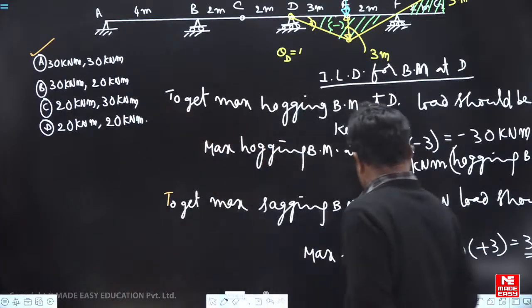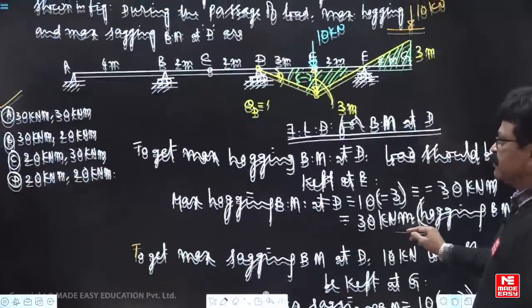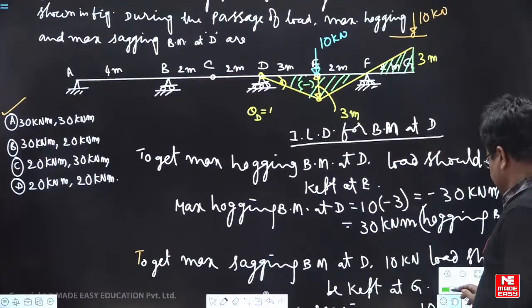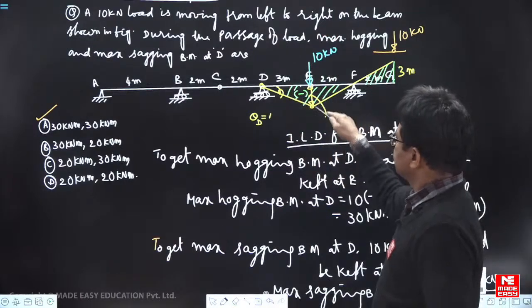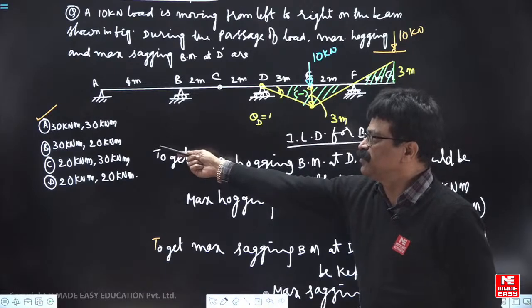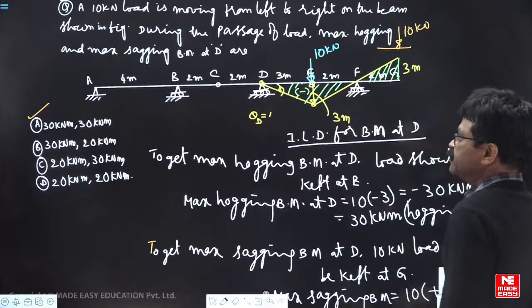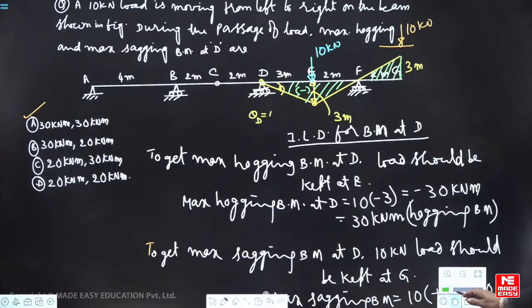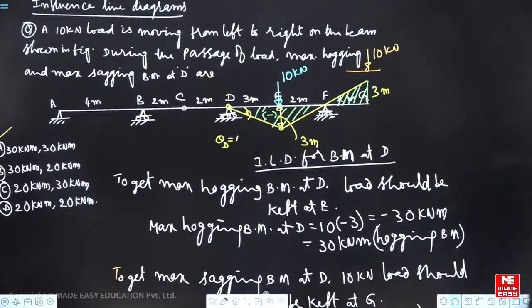30, 20, 20, 30 like that. Why like that? There is a likelihood of mistake in this one. It is 3 meters here, but here it is only 2 meters. If you write 2, then 20 kilonewton meter also will be an option. So that's where you have to be careful. So on the influence line diagram, this is the case.